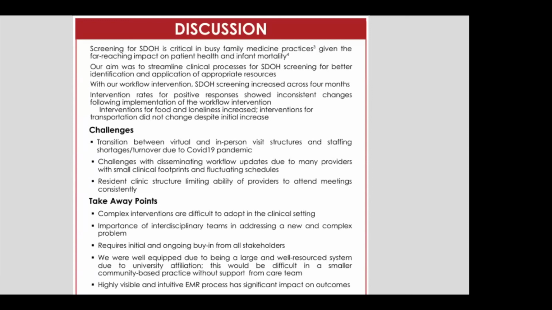If people up top are not interested in this or are not putting the emphasis on this, it is not going to be able to move forward in improving screening for social determinants of health. And lastly, we are a well-equipped institution. We are an academic center that is well-resourced and equipped because of our university affiliation. And so we noted that this was a limitation for this type of intervention, that it would be more difficult for a community-based practice to do this without the support from a care team like we had.